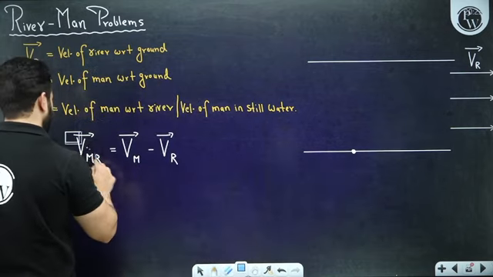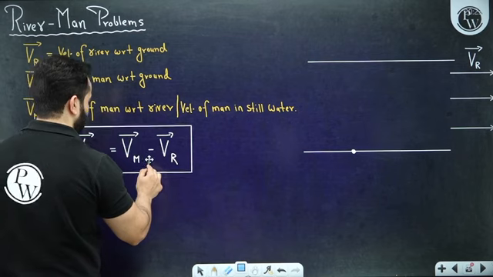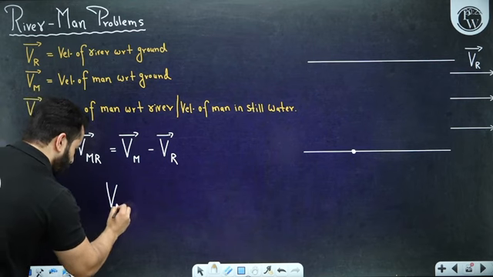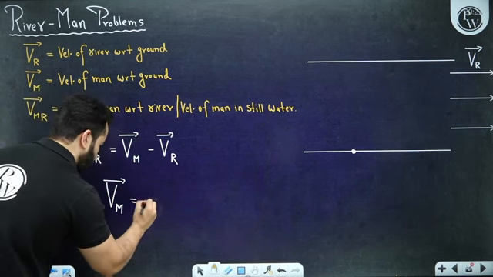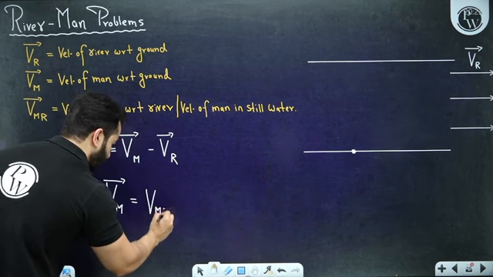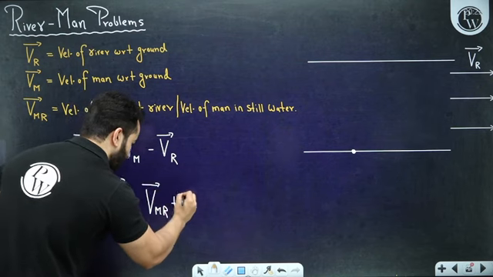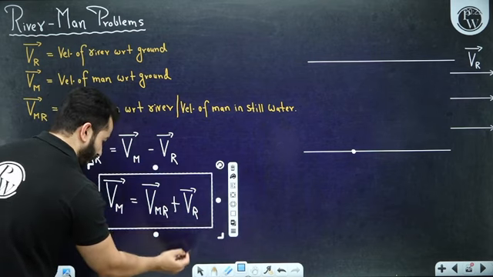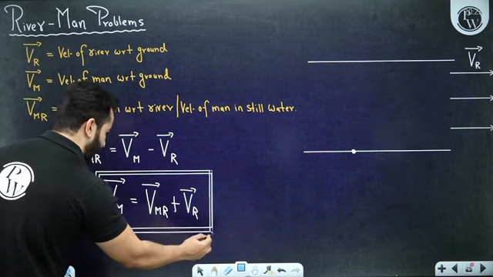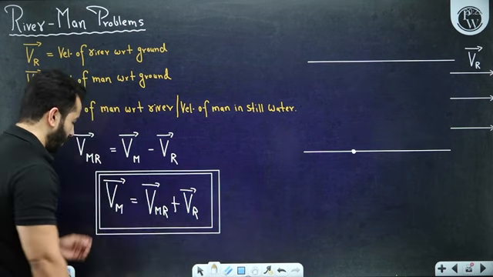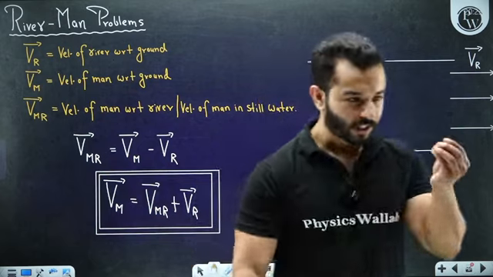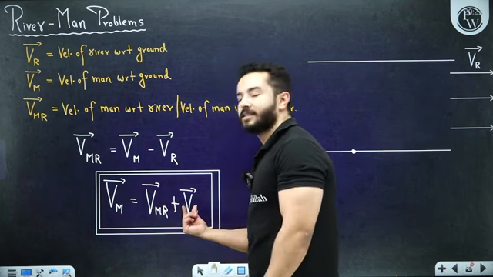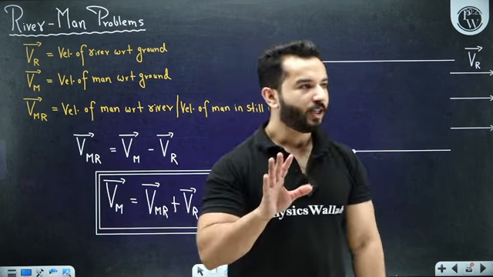Very basic equation, right? So because of this equation, if I want to write velocity of man with respect to ground, I'm going to find out the vector sum of these two things. Is that correct? Please look over here. This is the main thing. If I want to find the velocity of man with respect to ground, I have to find the vector sum of velocity of man with respect to river and velocity of river with respect to ground. This is the main thing, right?